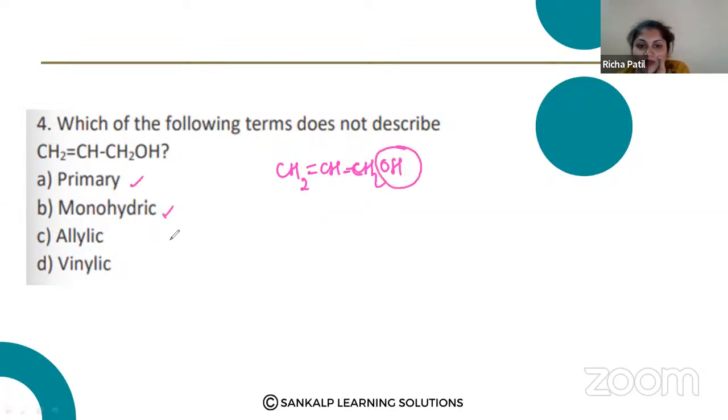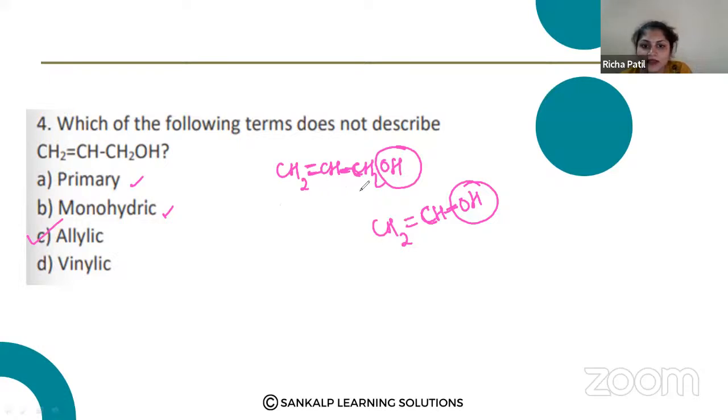Then allylic means what? OH group is attached to the carbon which is next to a carbon-carbon double bond. Right? So that is your allylic. What do you mean by vinylic? Vinylic means your OH is attached directly to the carbon of the double bond. So here what you can see, not vinylic, it is allylic. Okay.